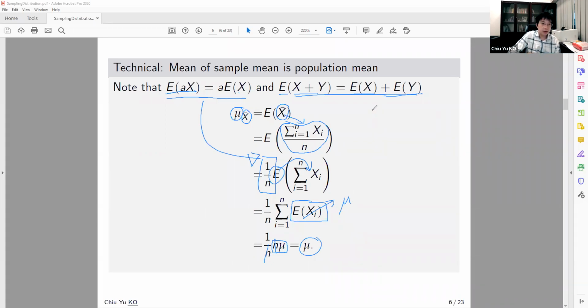Is that okay? So here are the steps. Of course, you can remember this fact, but this is what the proof is. Is that okay? Any question? If okay, can I have you say okay? Good.